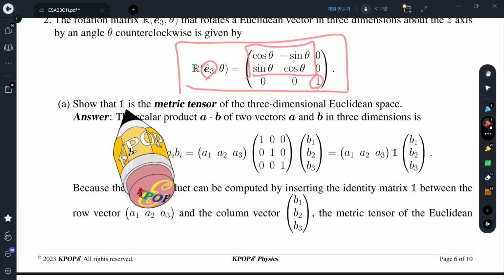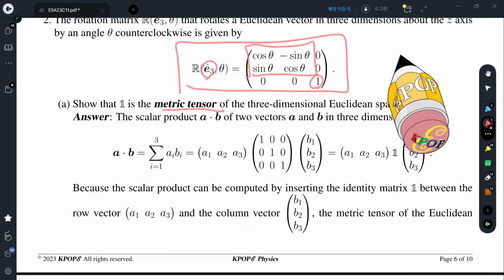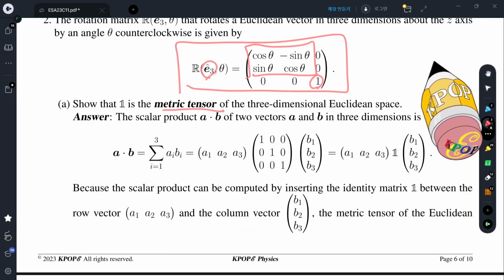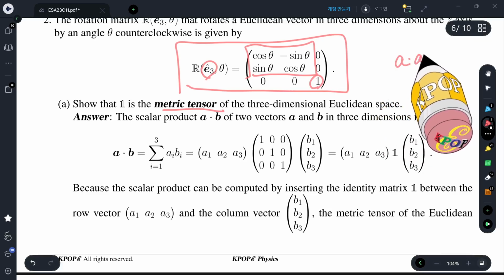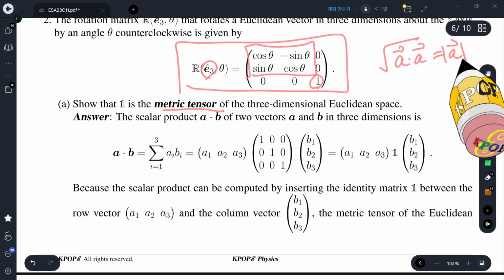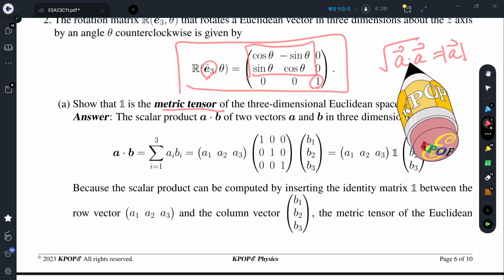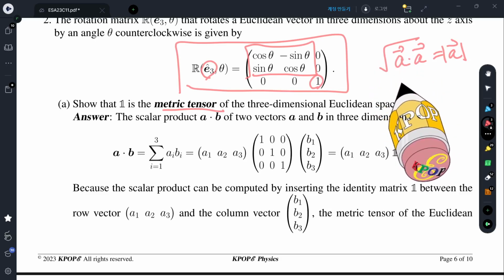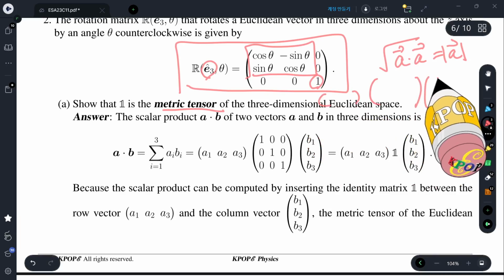So the 3 by 3 identity matrix is a metric tensor. A metric tensor is nothing but, when we define a scalar product, the scalar product has a close relationship with the definition of the length of a vector. The square root of a vector's scalar product with itself is the length or magnitude of vector A. Therefore, if I introduce a matrix notation to represent a vector, then in some cases we need to insert some matrix to find the magnitude.